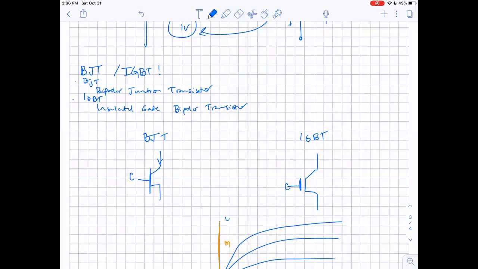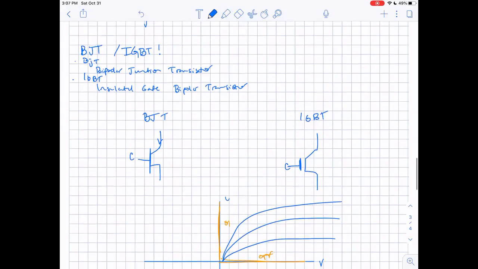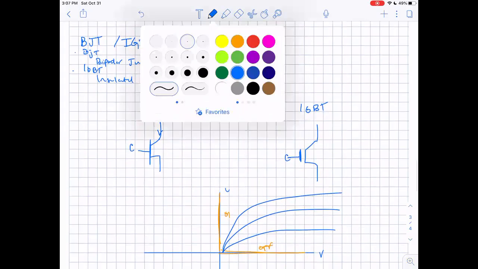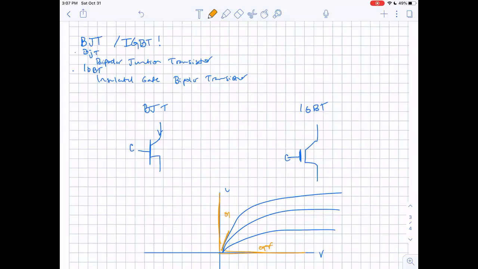Time for BJTs and IGBTs. That stands for the bipolar junction transistor and the insulated gate bipolar transistor. I'm not going to talk too much about these because usually MOSFETs are used more often in industry now. But when the devices are on, they are operating at a low voltage and a positive current. And when they're off, the characteristic tends to be over here.